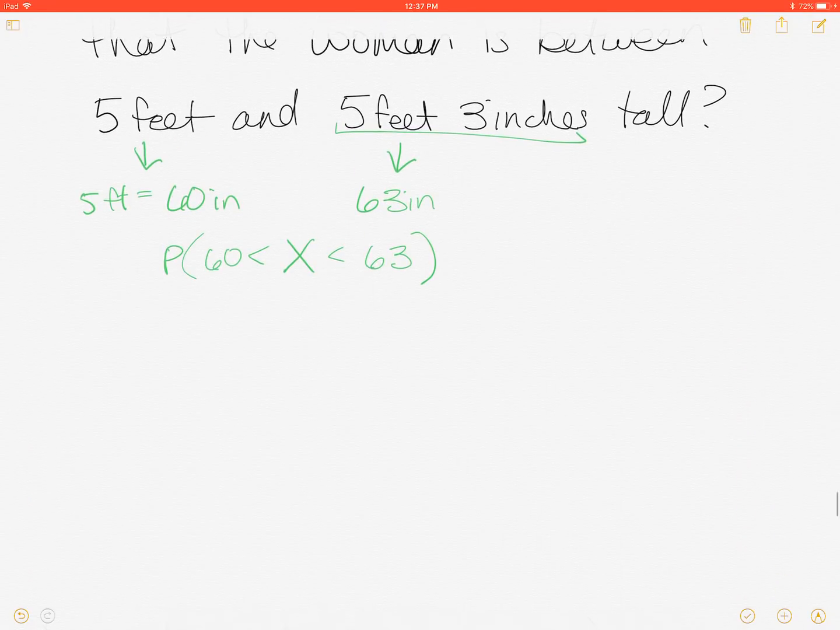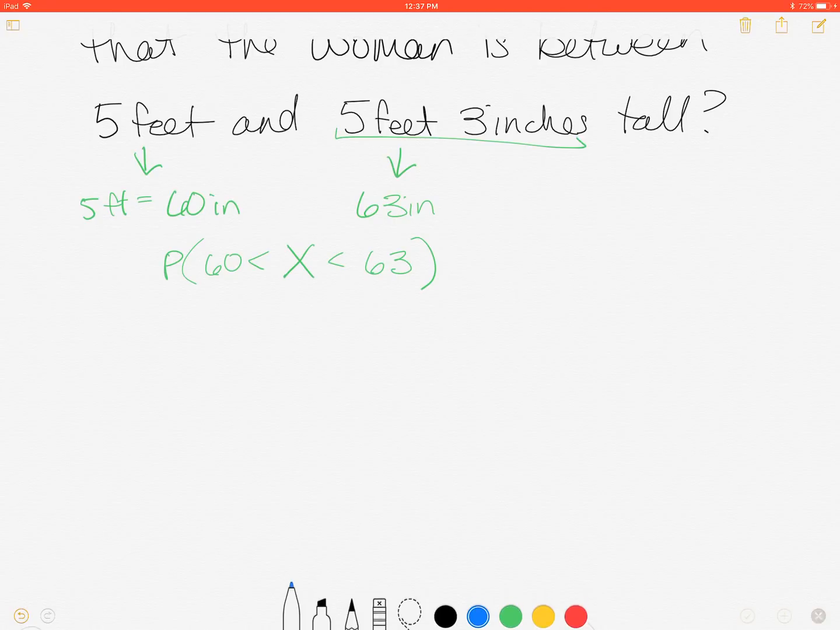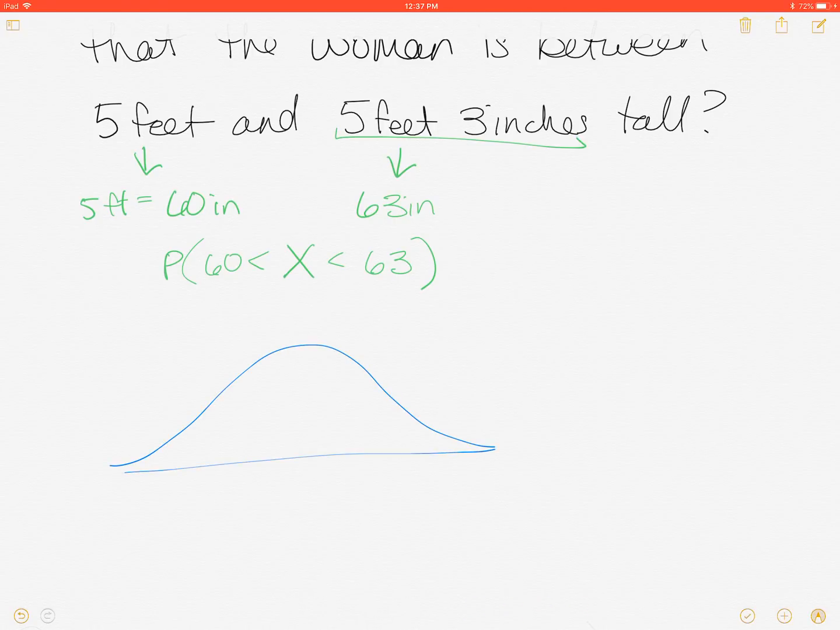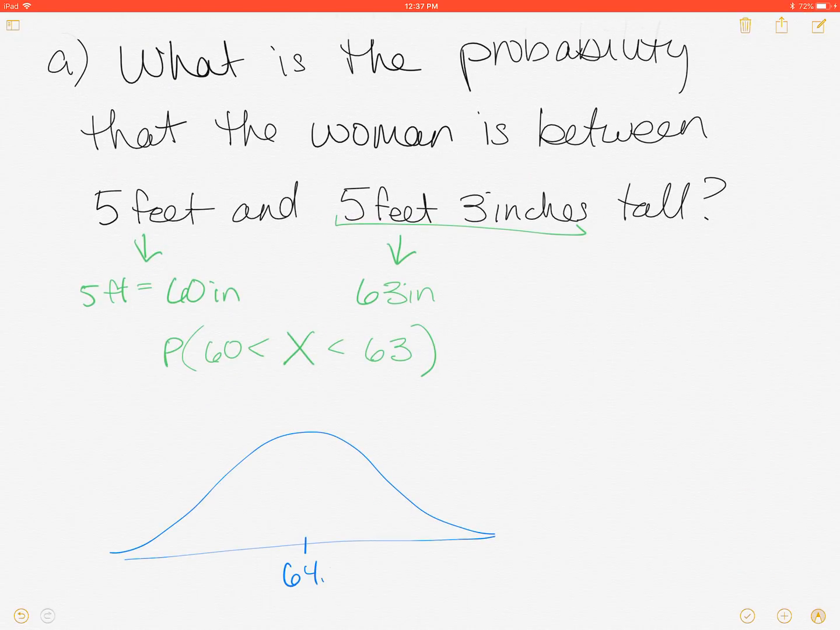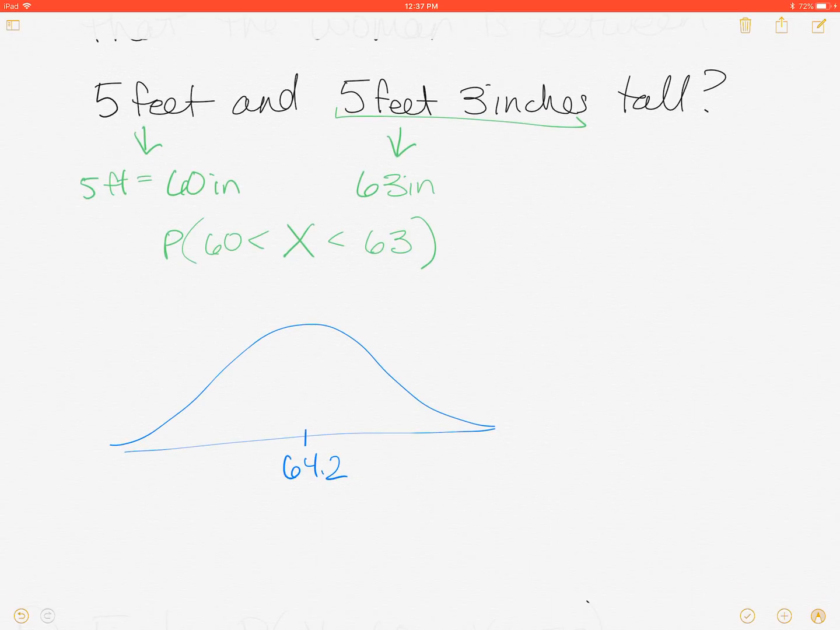So, what do we do? Well, since it's normal, I'm going to start with a picture. Normal, my mean is 64.2. I don't care to draw my standard deviation, and I'm looking for between 60 and 63. Again, it doesn't matter exactly where I put the numbers as long as they're in the right order. 63 is less than 64, and 60 is less than 63. So this is the area I want.